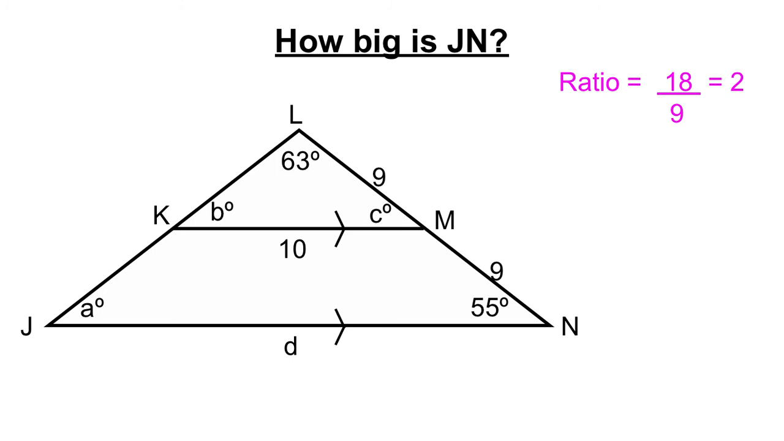Okay, so we're going to try to figure out how big JN is. If our ratio is 2, it looks to me like JN is going to match up with KM. So the big triangle is twice as big as the little triangle, which means that JN is going to equal 20. So I just doubled 10 to get 20.